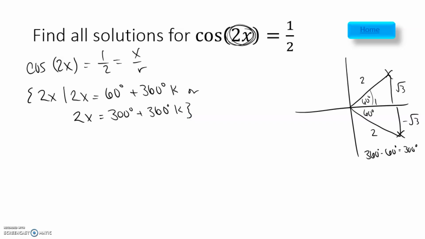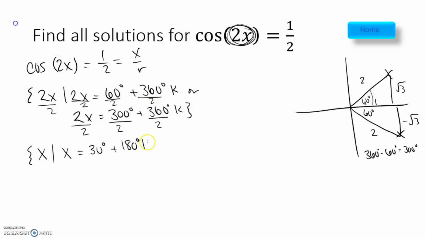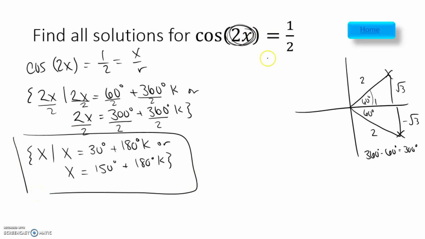And then what we're going to do is divide every number by 2, so it's just an x. Go ahead and divide them by 2. So this would be x such that x is equal to half of 60 is 30, plus half of 360 is 180k, or x is equal to half of 300 is 150, plus half of 360 is 180k. This would be your final answer for this equation right here.